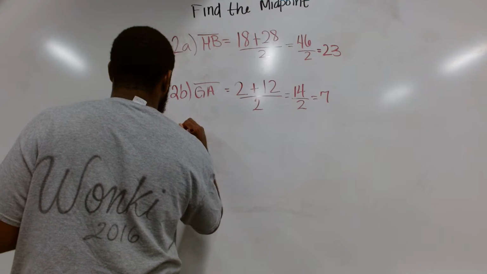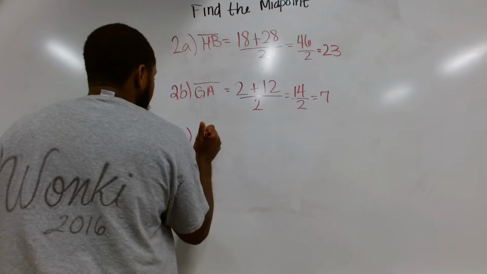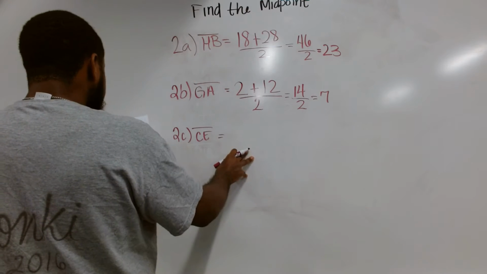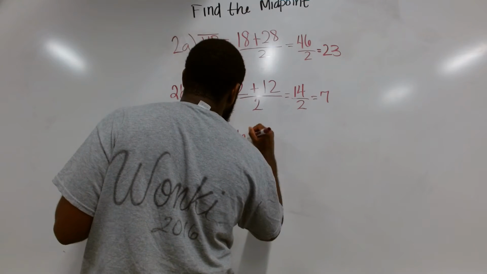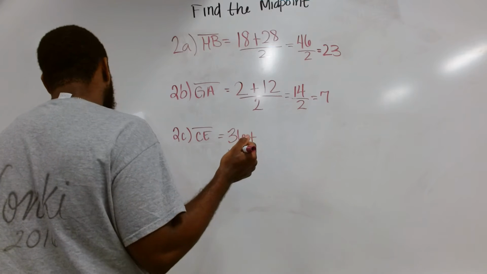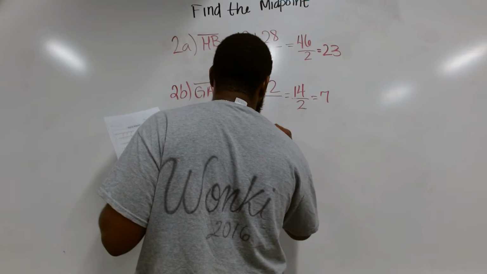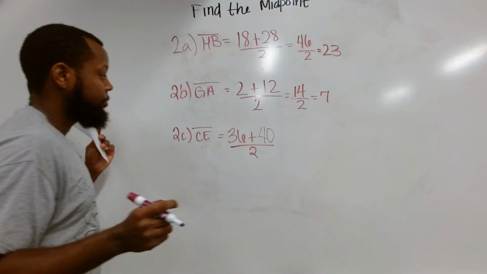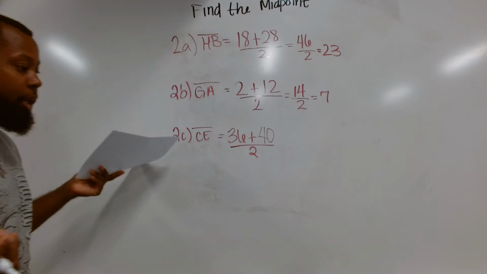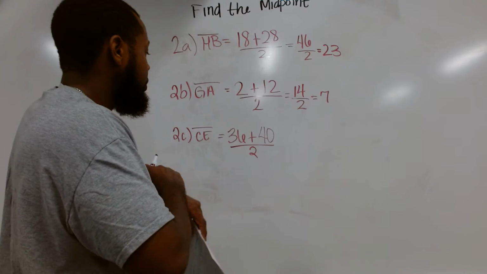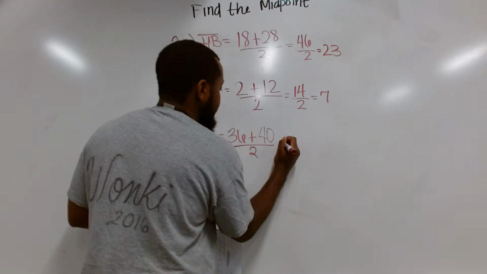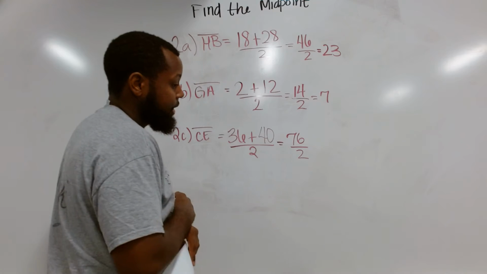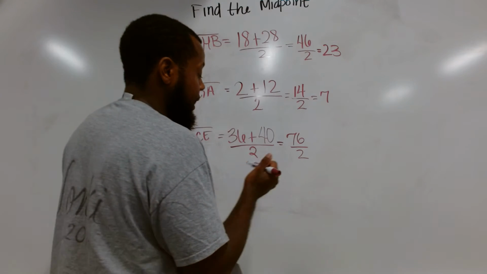Now we're going to try C. We have CE. Wonderful. The value of C is 36. Ooh, don't get scared by that big number now. Come on now. We got a bigger number. Value E is 14. Okay? So, 36 plus 40 will give us 76. And half of 76 is 38.